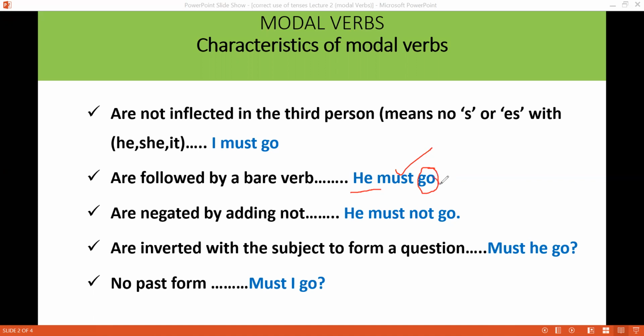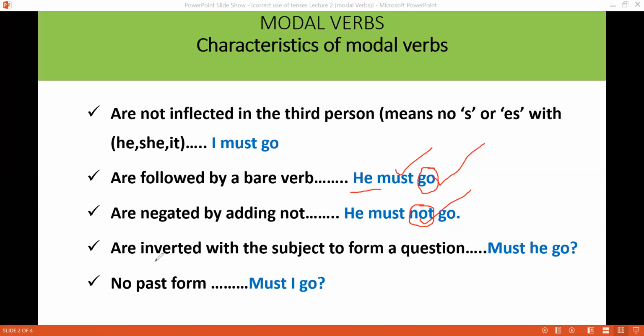Like this, go. They are negated by adding simple not. He must not go. Usually in the present indefinite, it should be he does not go. I do not go. It does not work. But with modal verbs, we use simple not to make negative statements.